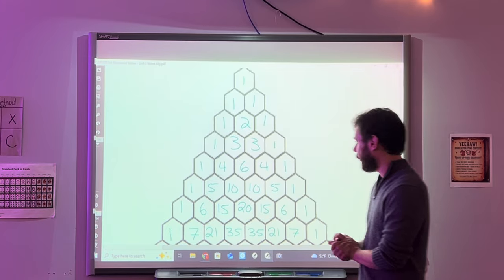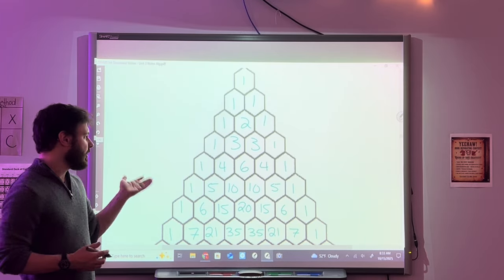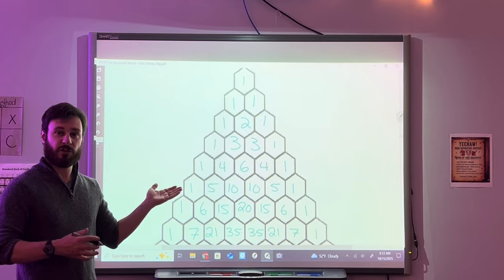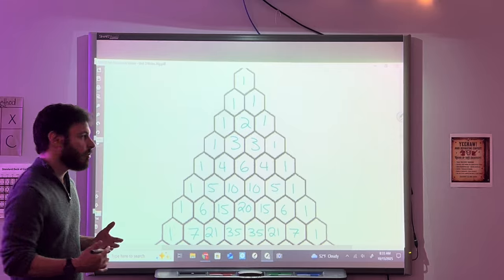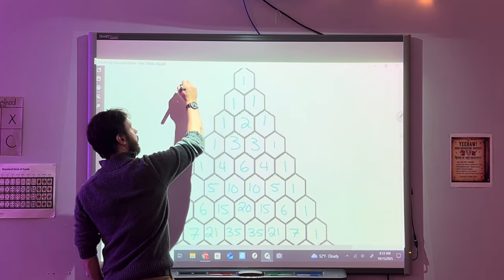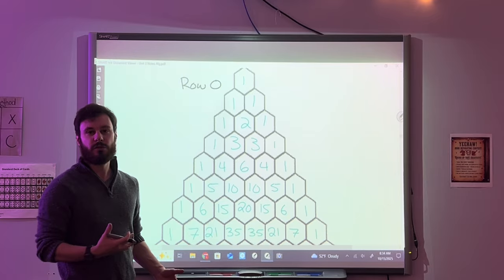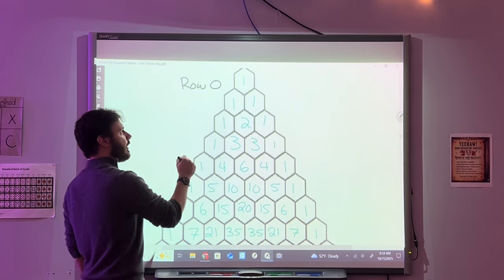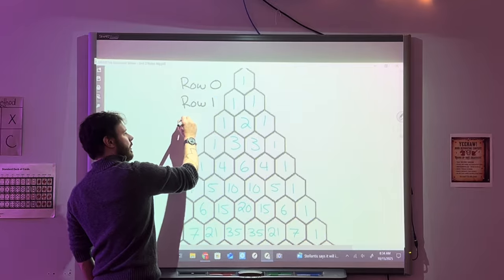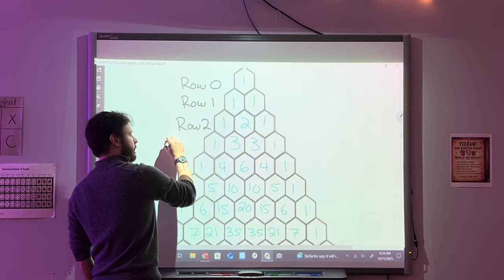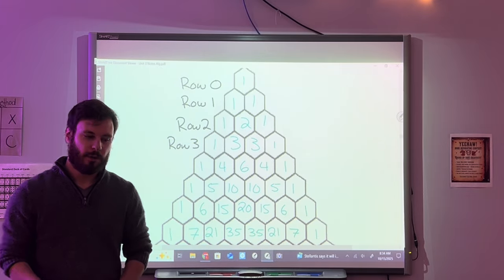Okay, so for us, what's important is we're going to talk about these numbers and use them in binomial expansion to shortcut the problem. But we're going to talk about it in terms of rows. So technically this is row 0 at the top. We don't really use that for our purpose, but that counts as row 0. This is row 1, row 2, row 3, and so on and so forth.